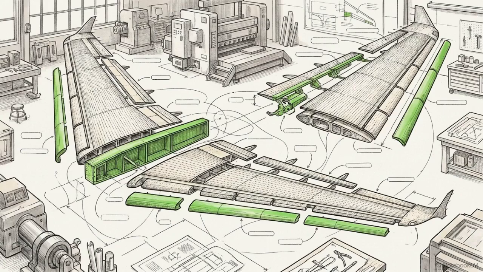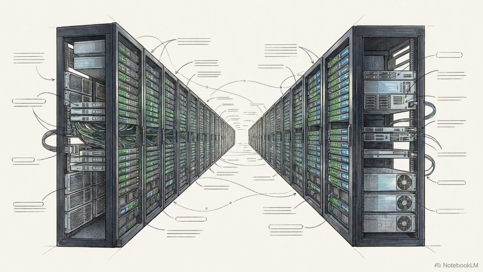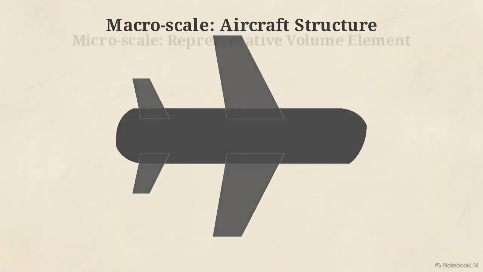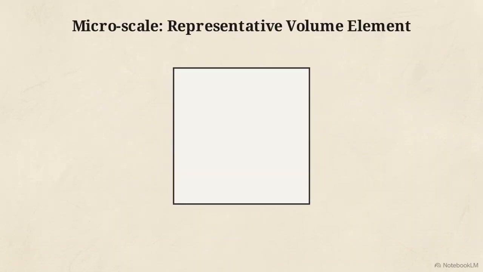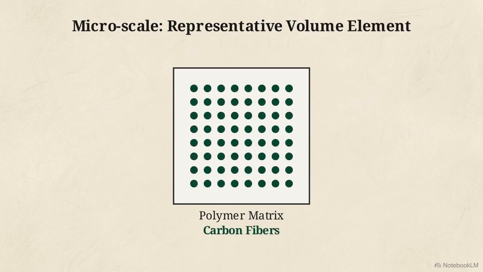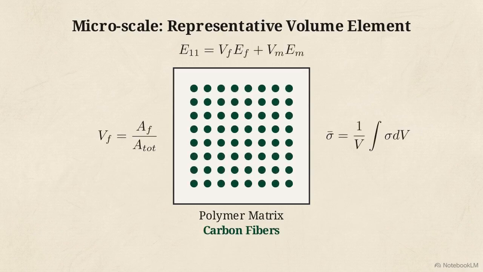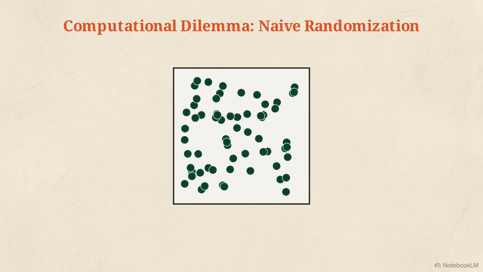Simulating an entire composite structure, like an aircraft wing, down to the scale of individual fibers is computationally impossible. The processing power required to calculate that many interactions does not exist. Instead, engineers utilize a representative volume element, or RVE. This is a microscopic bounding box, a highly focused, calculated sample of the material used to extrapolate large-scale physical behavior.